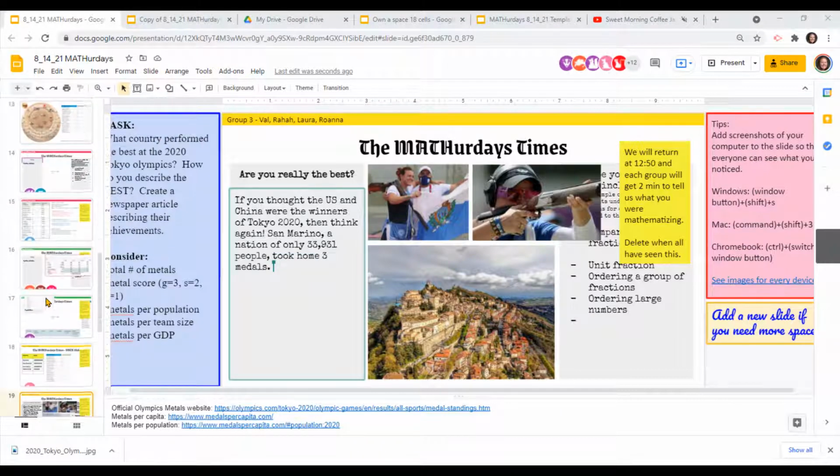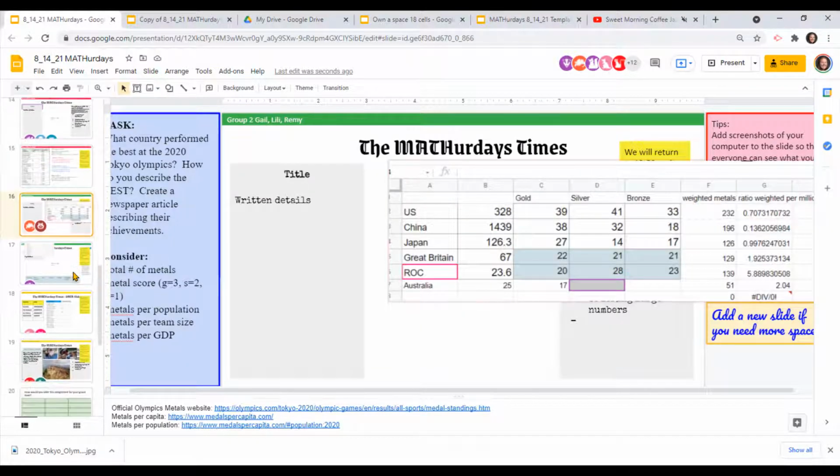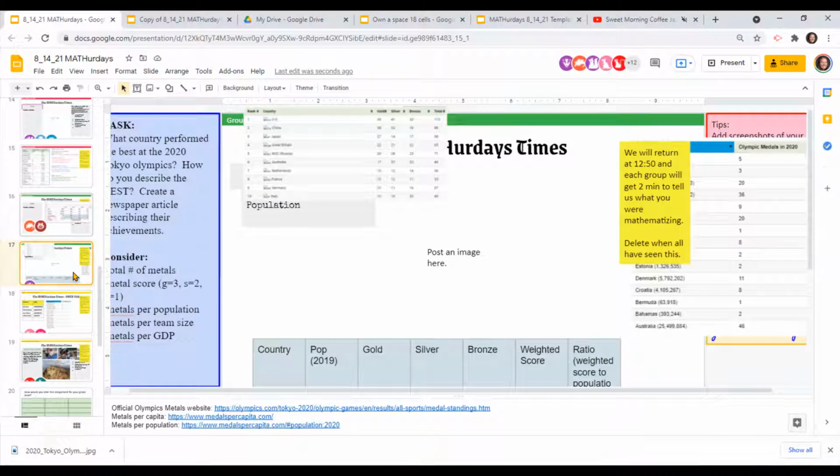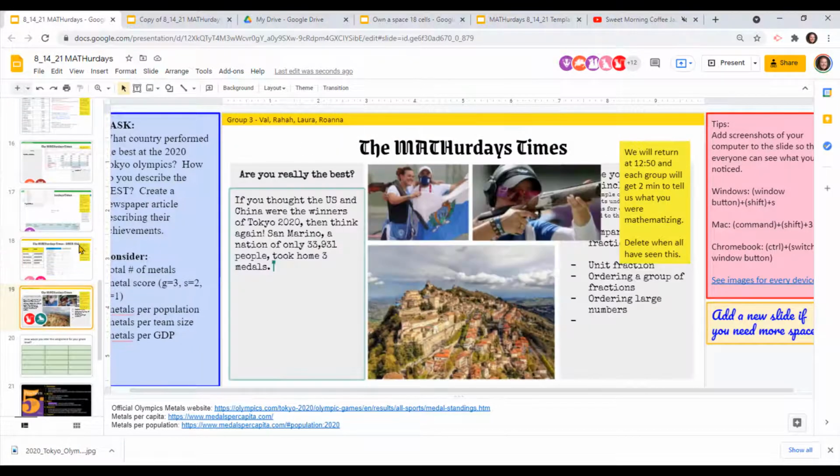Right. So what does it tell us? What's the ROC? It's Russia, actually, but they're not allowed to call themselves Russia because of the controversy, so you have to go with R or C. They have more people than that in their country. Something's wrong with the number on the population. Okay, let's double check again. Oh, Russia.